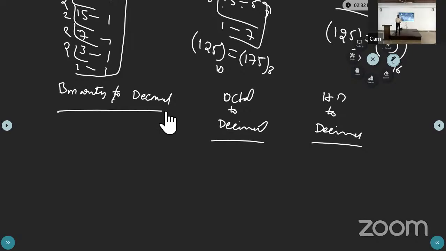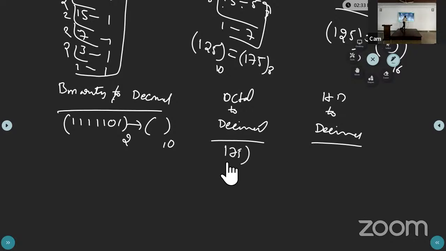Right? Reverse process. That is the binary to decimal, octal to decimal, the decimal to decimal. Now you can tell me the binary value here. What is the value? 11101 is the binary number. Now we can convert this to decimal. And here the octal number we have taken in the last one. Now we can convert this to decimal.